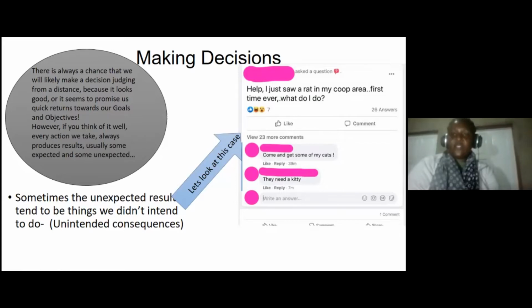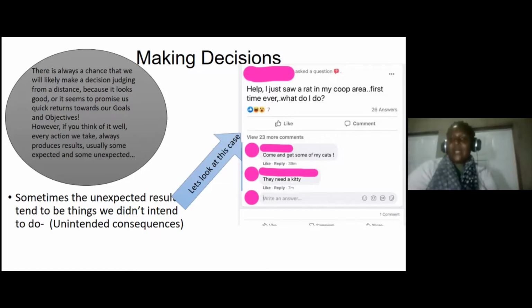This is a story that I picked up on Facebook. A guy asked, help, I just saw a rat in my coop area. First time ever, what do I do? The pink things are what I underlined, and I scraped off people's names because this was a public group. I was looking at the responses, and one guy says, come and get some of my cats. And then another one says, they need a kitty.